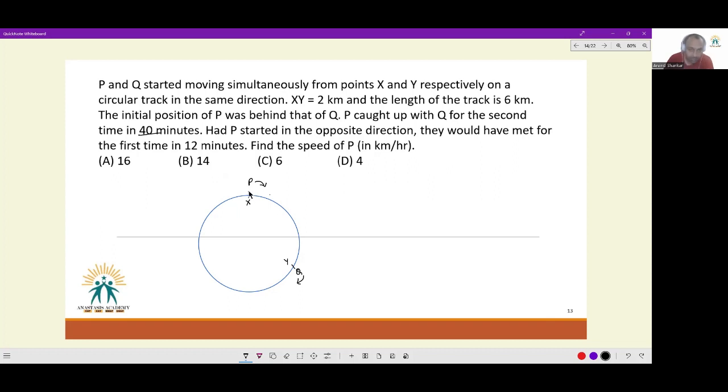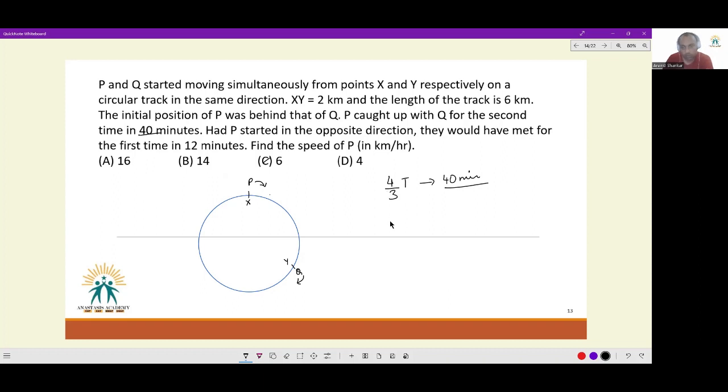Now this is interesting. For the first time, for P to catch up with Q, he has to travel 1/3 the track length. And for the second time, for P to catch up with Q, he has to travel the full track length. So 4/3 times the track length has been covered in 40 minutes. The difference in distance traveled by P and Q has to be 4/3 times the track length, and this has been covered in 40 minutes.